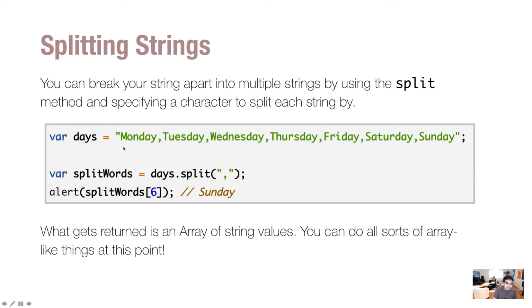You can do all sorts of array-like things to it. You can iterate through it using forEach, or use a for loop, or you can access an individual item using the bracket array notation. In this case, I'm just accessing the 6th item from our list of days, which would be Sunday. Because we're starting with 0, our index position starts at 0, so the 6th item is the 7th day, which is Sunday.